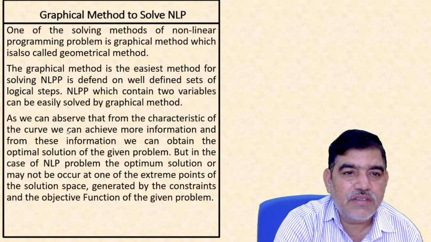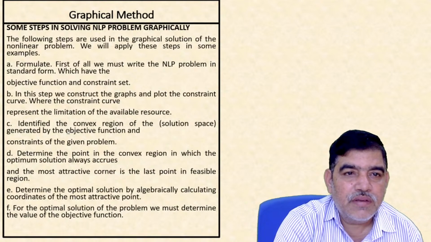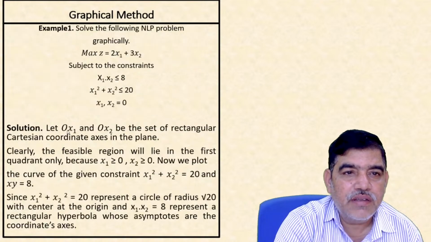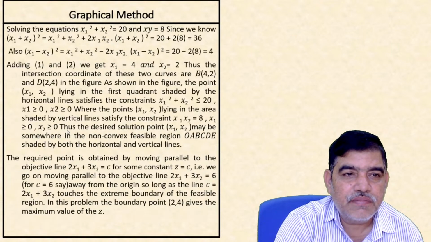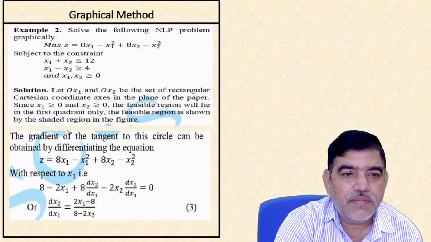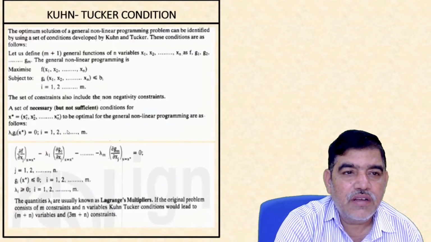Then the graphical method, and how to use the graphical method to solve the NLP and the steps to solve the NLP problem graphically, and one example of how to solve the NLP by using the graphical method. And the Kuhn-Tucker conditions.